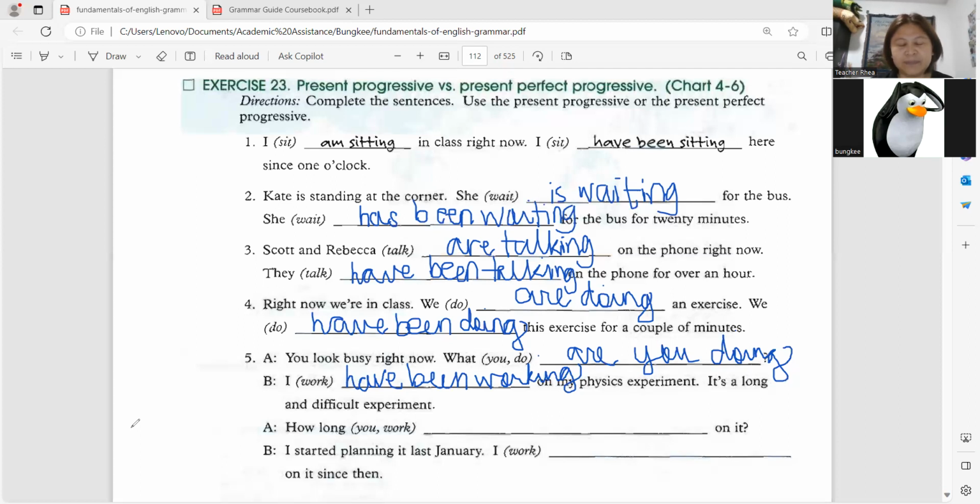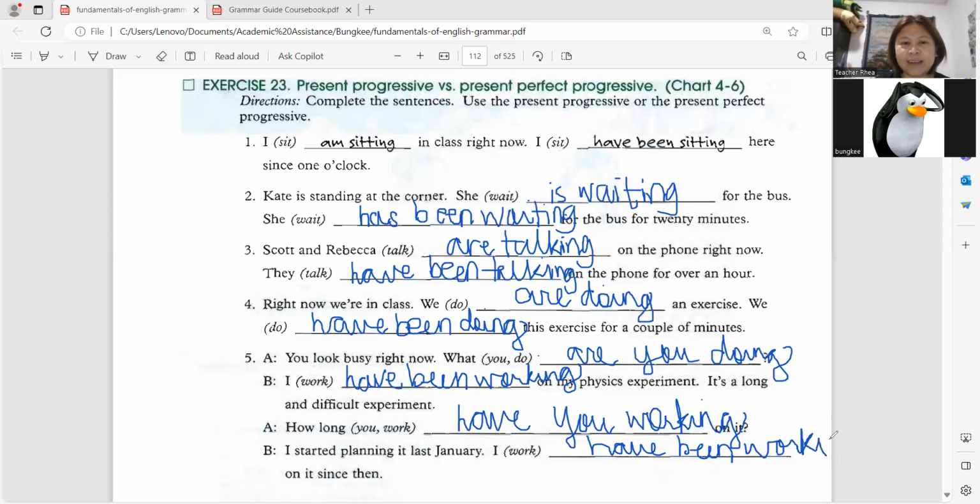How long have you been working on it? I started planning it last January. I have been working on this since then.